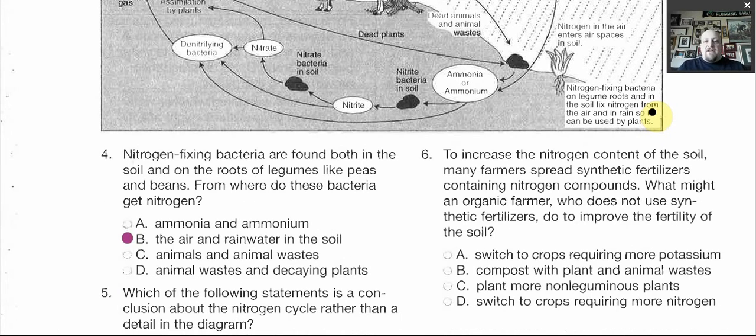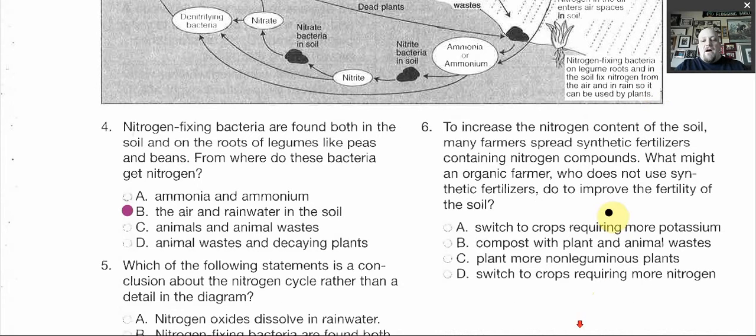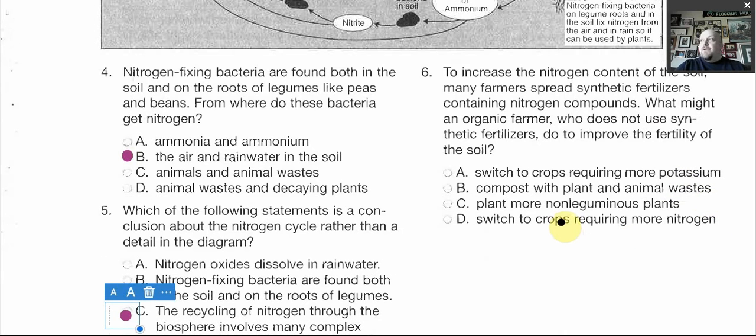So to increase the nitrogen content of the soil, many farmers spread synthetic fertilizers containing nitrogen compounds. What might an organic farmer who does not use synthetic fertilizers do to improve the fertility of the soil? You're looking at using chemicals and things to get the ammonium and ammonia nitrates, as opposed to just using what's available: dead plants, animals, things like that. So not introducing any chemicals into the process from outside. So what one would you do?